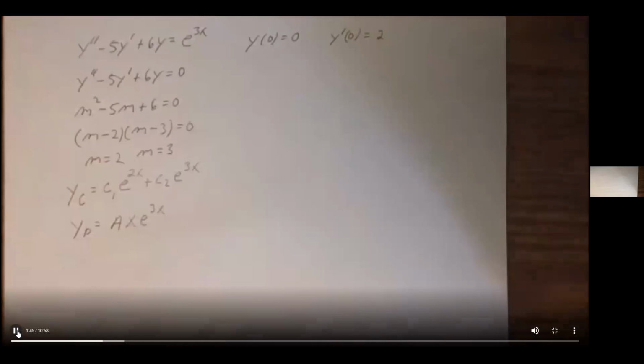But because this is a 3x, my particular solution has to be linearly independent from these, okay? And the way I make a particular solution that's linearly independent is that I multiply it by x. So that's what I have to assume is my particular solution. Now let's take the first and second derivative, stick it here, and then compare the coefficients on both sides to find what a is.